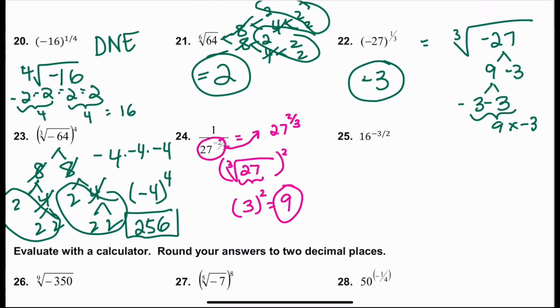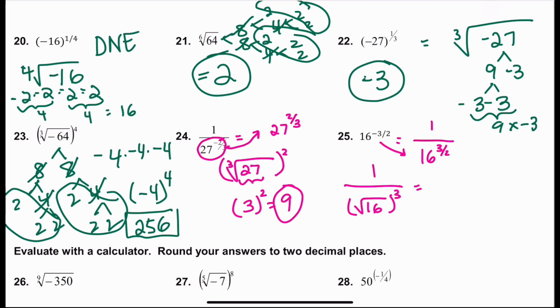25 is also a negative exponent. We don't want any negative exponents. We're going to take it to the denominator. I'm going to have 1 over the square root of 16 cubed. The square root of 16 is a 4 cubed. 4 times 4 is 16, times 4 is 64.